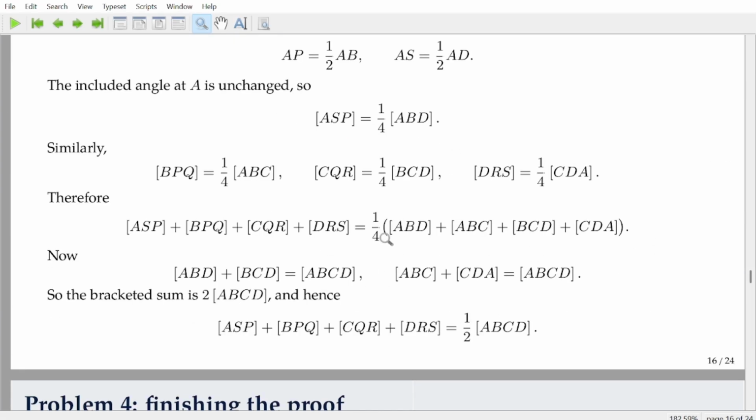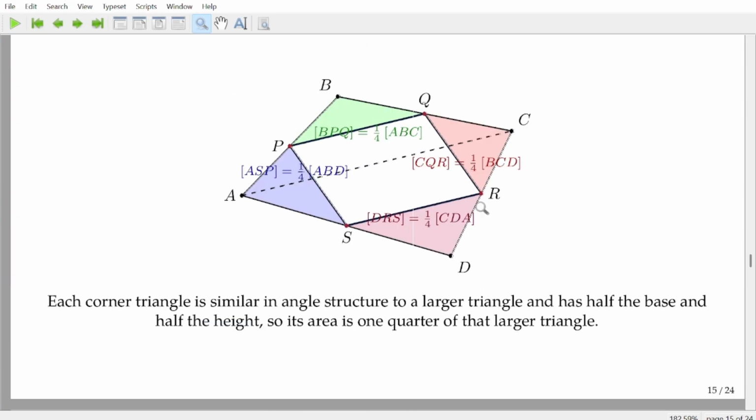And so therefore, we can clean up this expression even further to say that the sum of the areas of our 4 smaller triangles is a quarter times the sum of these areas, which is equal to a quarter times the sum of the area of the entire quadrilateral with the area of the entire quadrilateral. So you get that this entire sum is a quarter times 2 times the area of the entire quadrilateral, to get that the sum of these 4 triangular regions is equal to 1/2 times the area of the entire quadrilateral, quite nicely.